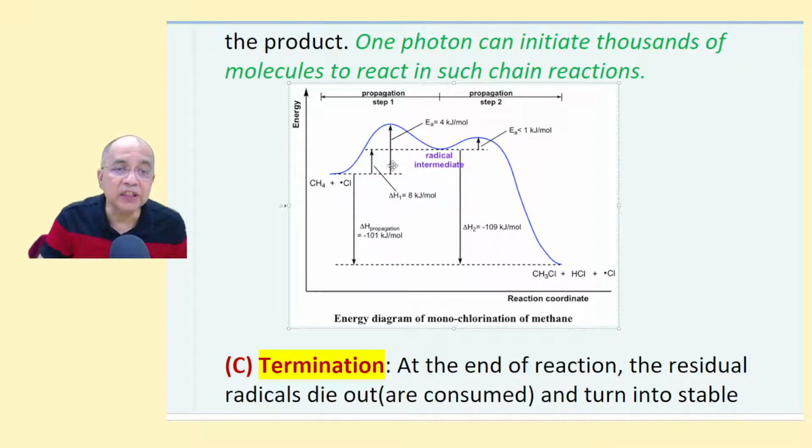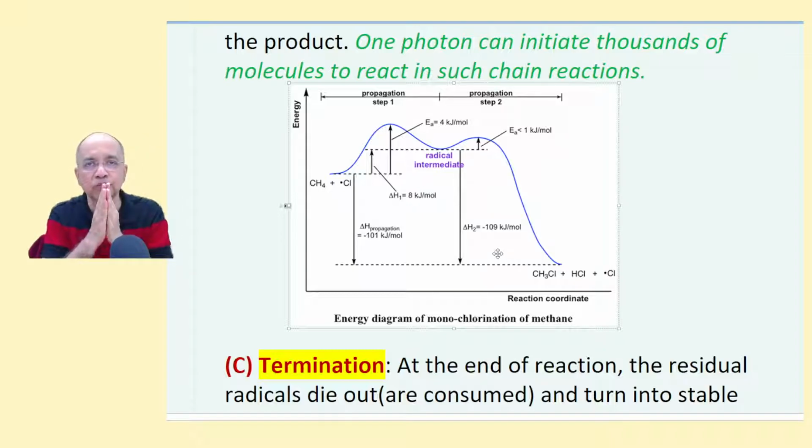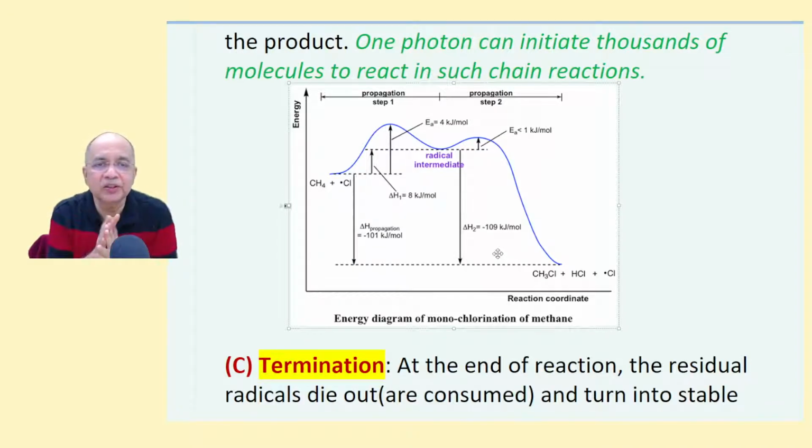The first step is endothermic, plus 8 kilojoules. But the second step is highly exothermic, minus 109. I'm talking of chlorination. Bromination has a similar trend. Fluorination, our hands are tied, it is dangerous, but the same trend.